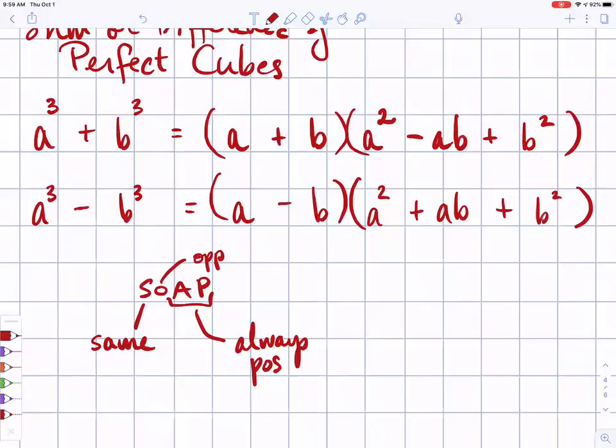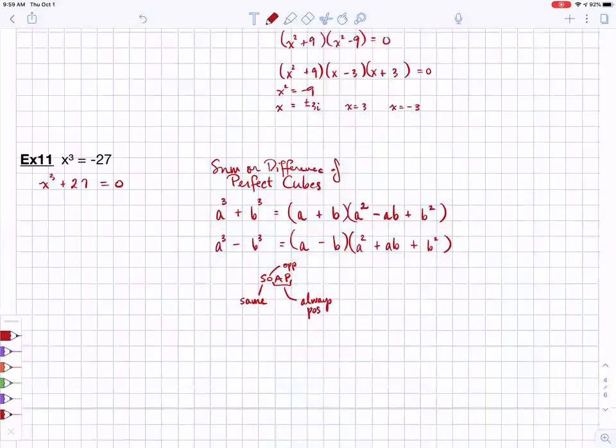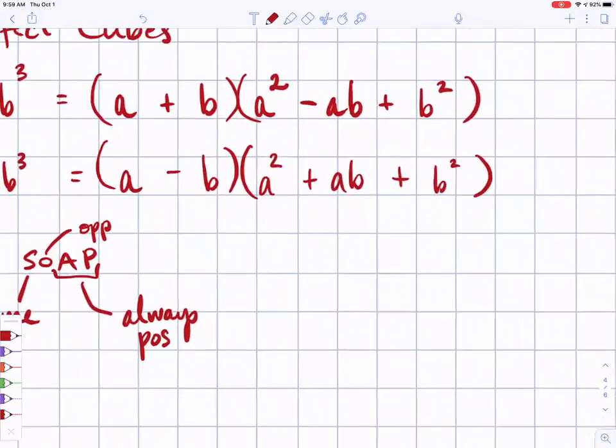All right, now let's go put it into practice. Oh, and one more comment here. The trinomials will never, never, never, never be factorable. You will never be able to factor them further. They'll look like they are, but you'll never be able to factor them further. So that's just a tip to remember. It'll save you some time if you can remember that.